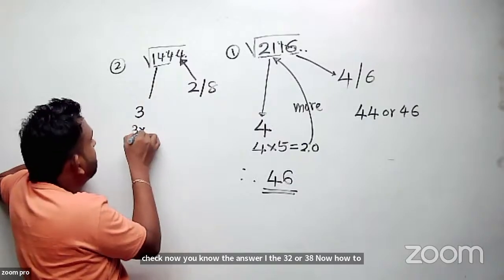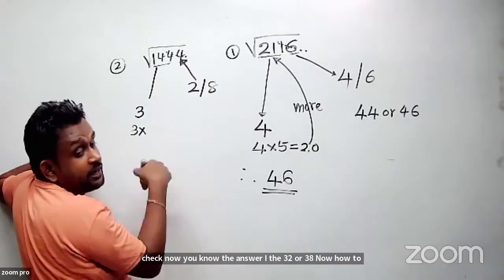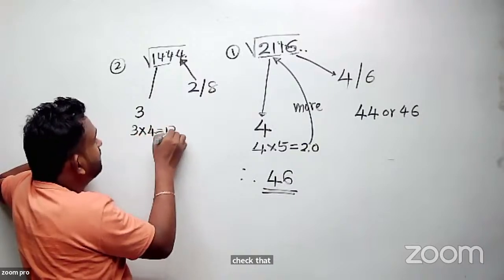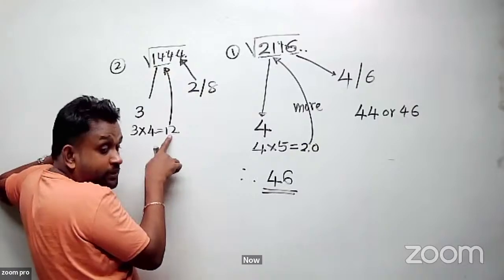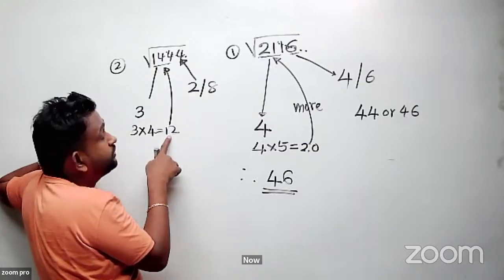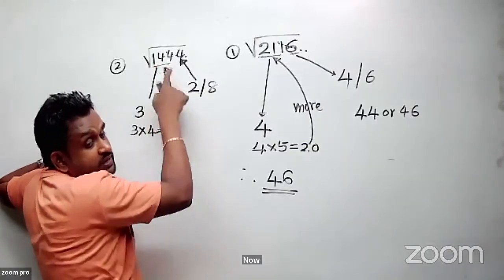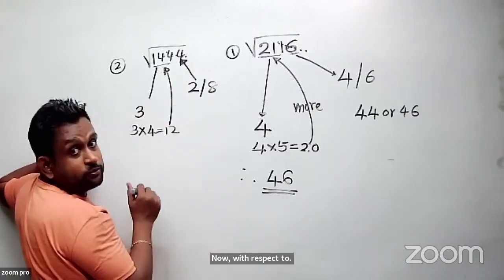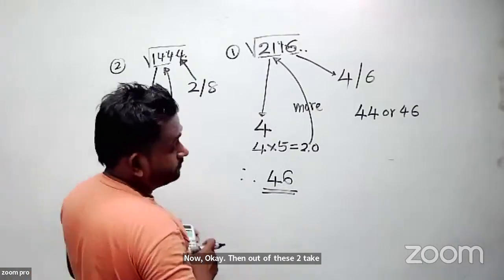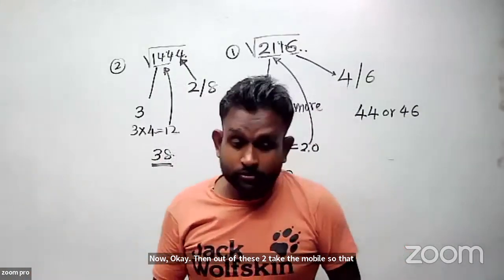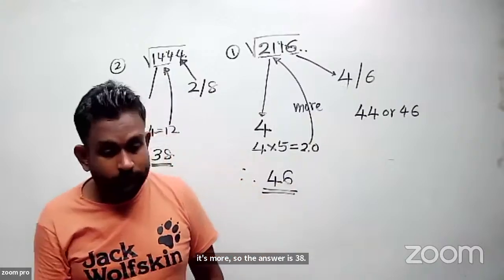You take 3 and multiply with the upper value, 4: 3 times 4 is 12. Now you check with respect to 12 and 14. Is 14 more than 12? Yes, 14 is more. Then out of these two, take the more value. So what is the more value? 8. So the answer is 38. Write down 38.